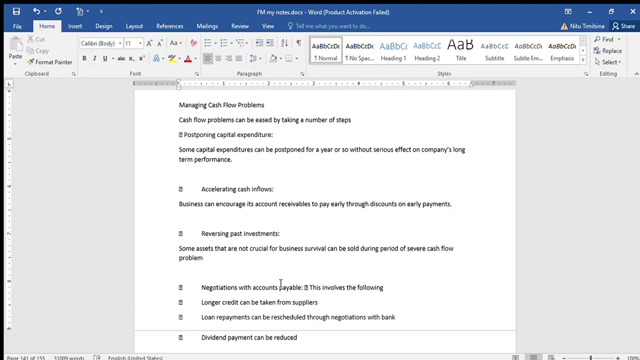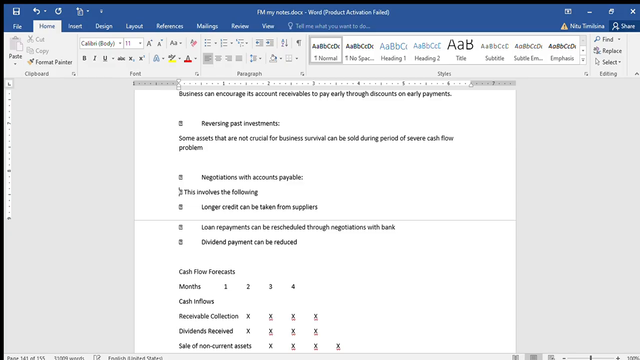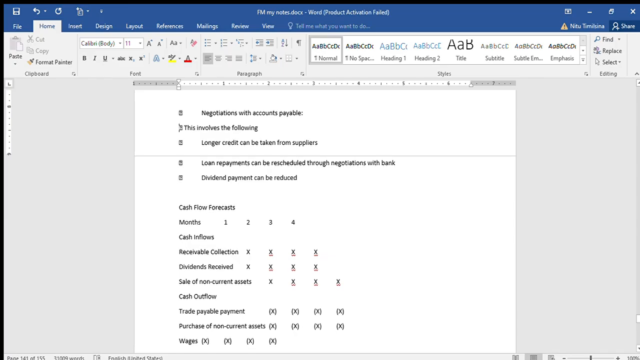Negotiation with account payable. This involves the following: longer credit can be taken from suppliers. Loan repayment can be rescheduled through negotiation with the bank. Dividend payment can be reduced.